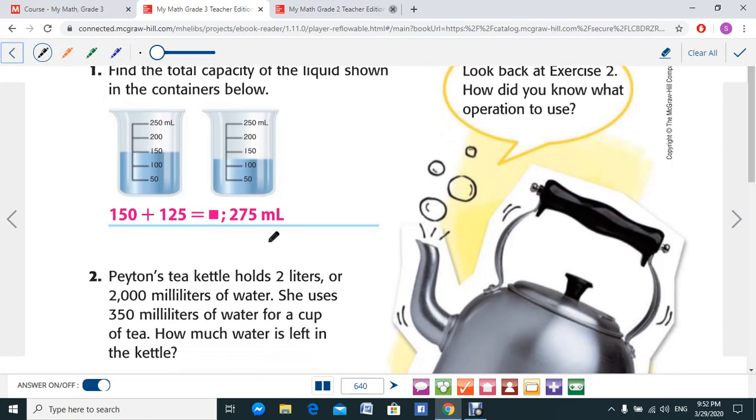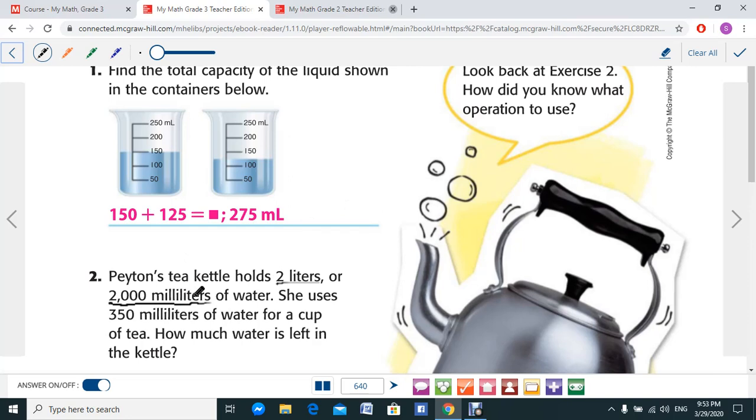Let's see the next questions. Peyton's tea kettle holds 2 liters. So we can put 2 liters of liquid inside the kettle. Or 2000 milliliters. So 2 liters or 2000 milliliters. Now stop to see this sentence. What does it mean?